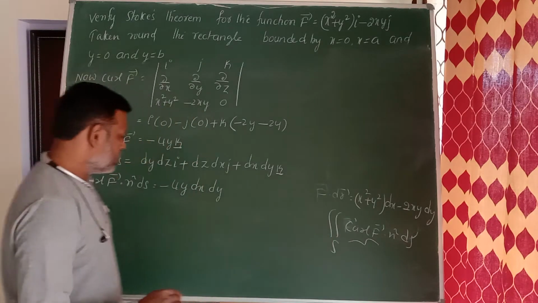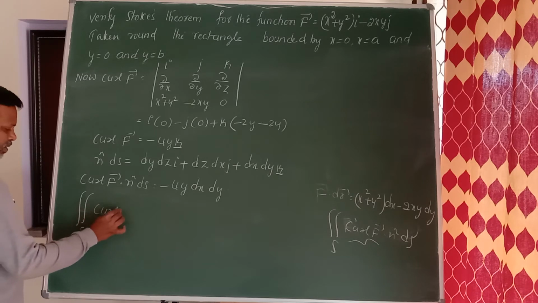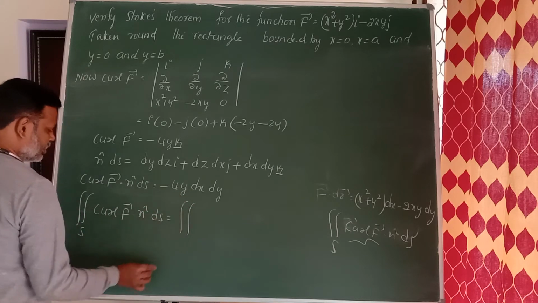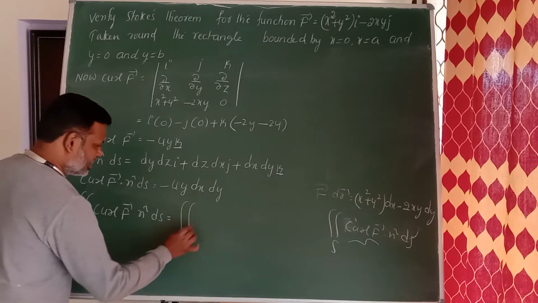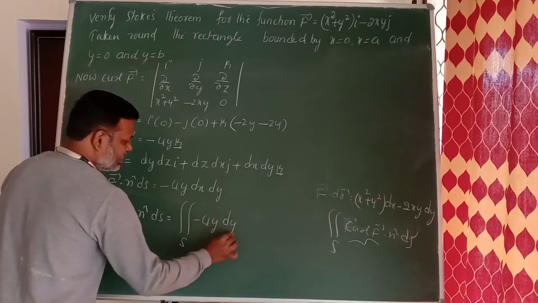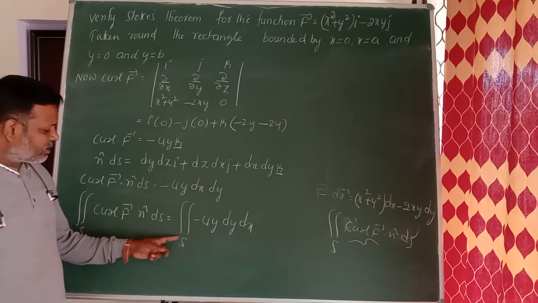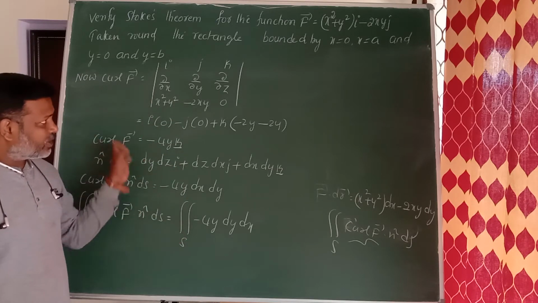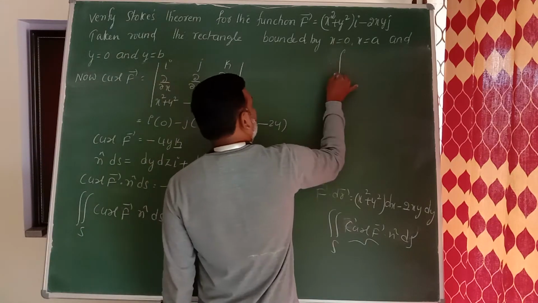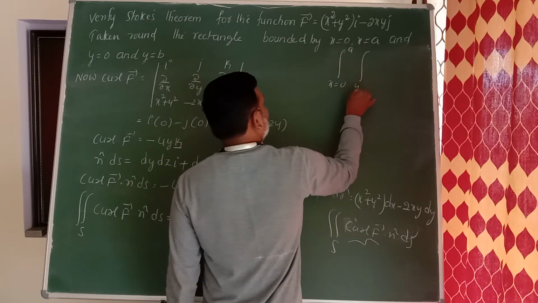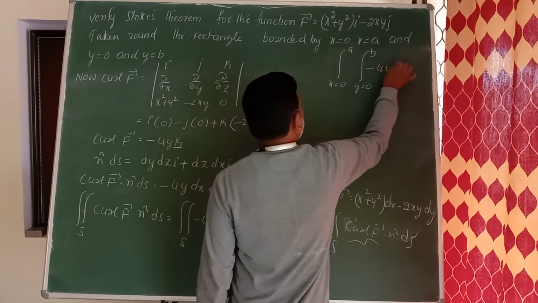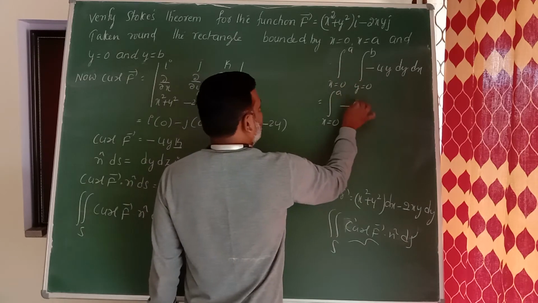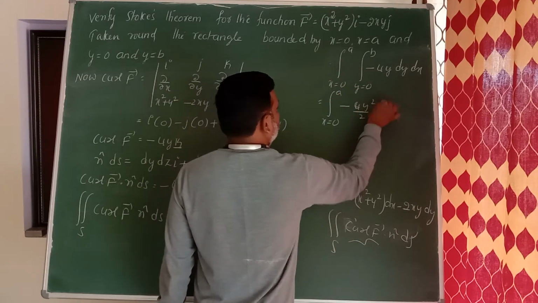This is what we wish to find out: the integral of curl f dot n cap ds. First, let us write down our quantity here: minus 4y into dy into dx. Here the interior integral is y and the exterior integral is x. x varies from 0 to a, y varies from 0 to b. Therefore, I can write x equal to 0 to a and y equal to 0 to b of minus 4y dy dx. So x from 0 to a, integrate minus 4y square by 2 from 0 to b, dx.